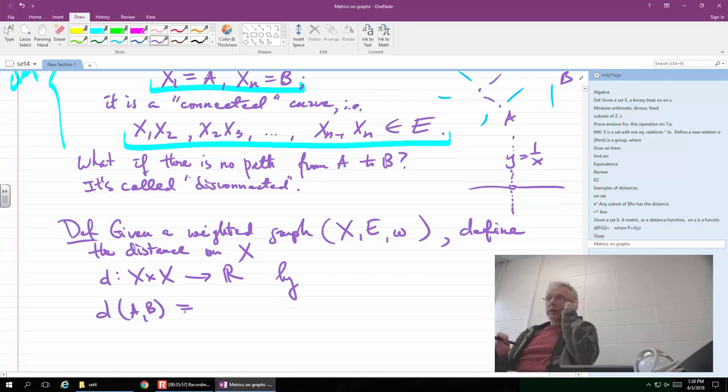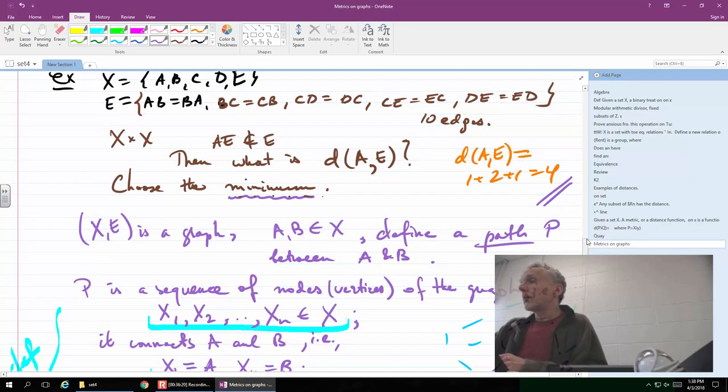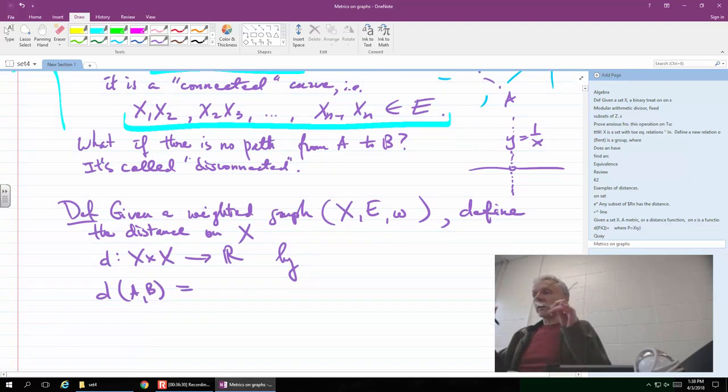But before we discuss the axioms, let's define the distance. So what's the distance? How would you find the distance? The idea is the minimum of total weights over all possible paths from A to B. So we just need to put it in a mathematical formula.